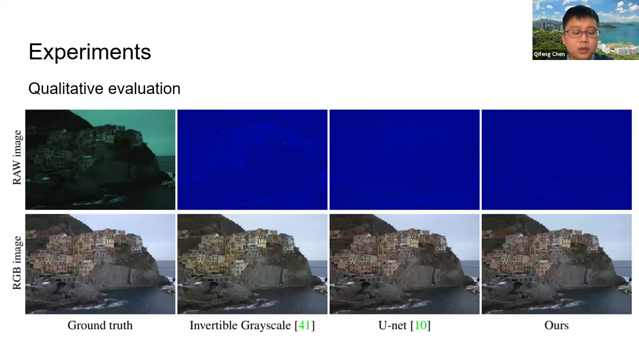Let's look at some qualitative results first. This is the raw data, this is the ground truth. We also tried different architectures. And our approach can generate the corresponding high quality RGB image, while reconstructing the raw data with the least amount of error.